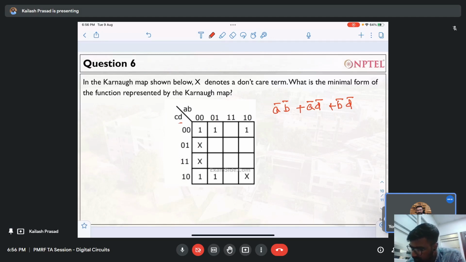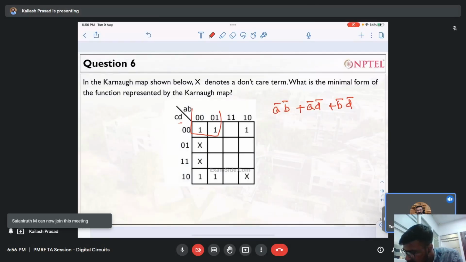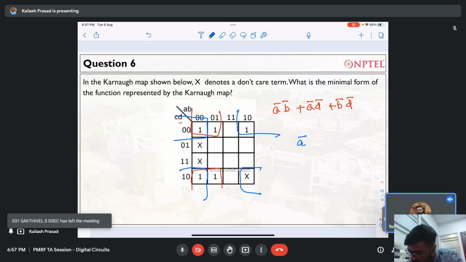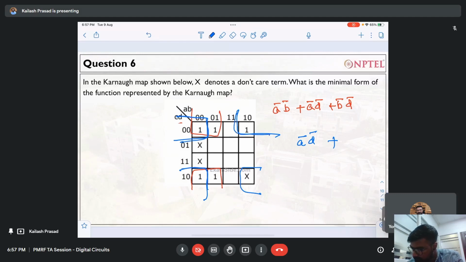If I see here, I can combine this and this. Apart from that, I can also combine these four: 1, 2, 3, and 4. I have only two combinations. Let's see what the answer will be for this combination. What is common here? This will be my A bar. And what is common here? This will be my D bar. That is correct. And for this combination, what will be the answer? What is common here? Can anybody tell me the combination of these four? That is D bar. So only these two.